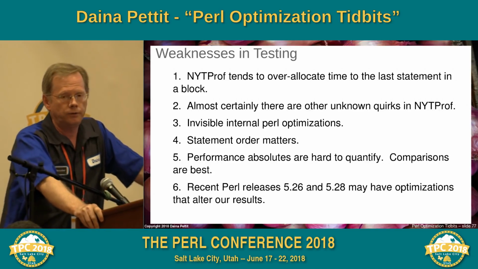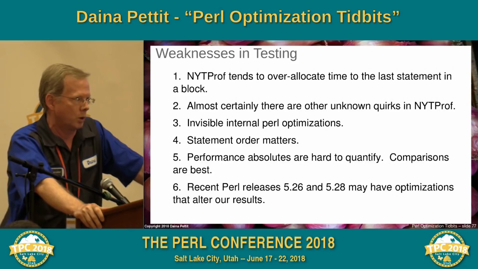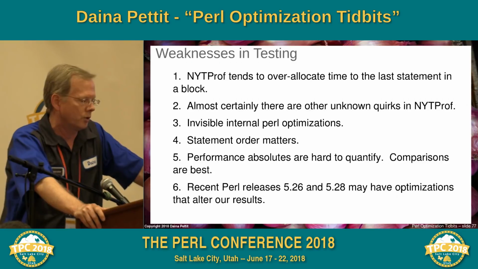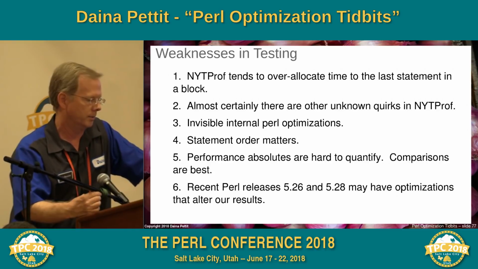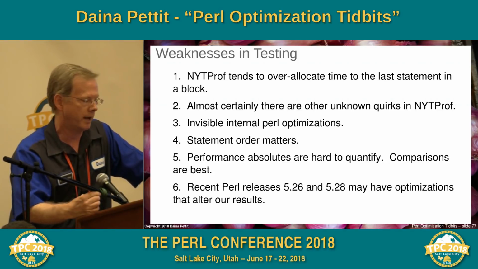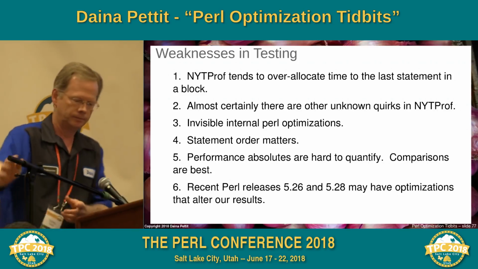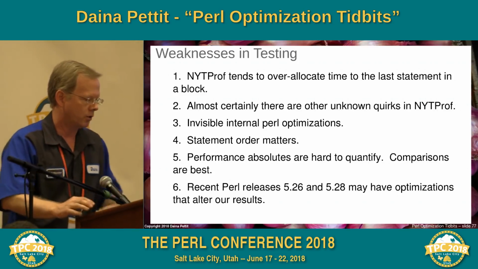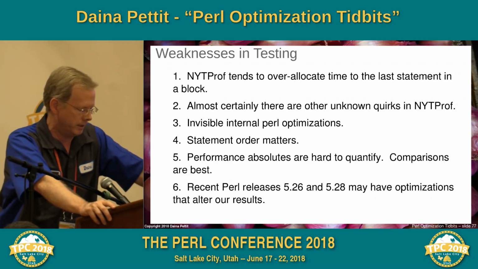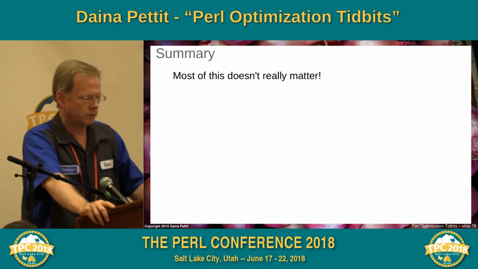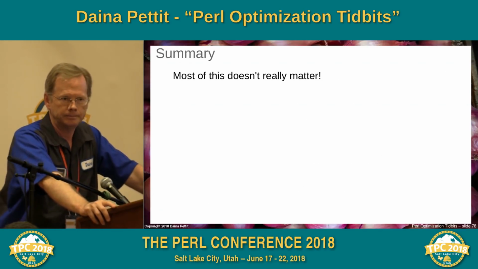There's probably some other funny things in NYT-Prof that we don't know about, the little quirks. So that's a little thing that might be a problem. Also, there are some invisible internal Perl optimizations. Statement order actually does matter, and it's hard to quantify the actual value of each line. And then, of course, the recent releases probably have some optimizations in there that will invalidate some of this data. But the summary is, most of this doesn't matter.